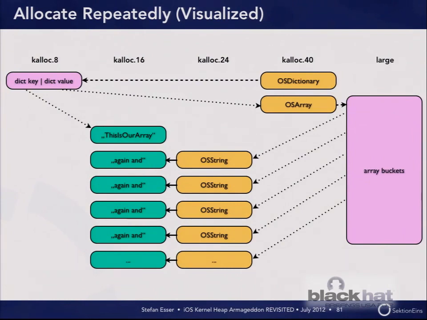And inside the array buckets, there are pointers to all the OSString objects, which are 20 bytes in size, but they end up in the 24-byte kalloc zone. And each of these elements points to a string which is 9 bytes long, so it doesn't fit in kalloc.8, so it was put into the kalloc.16 zone. So you can see that by just repeatedly ordering the kernel to create objects, it is able to create them. And by doing a very long plist, you can create a lot of elements.